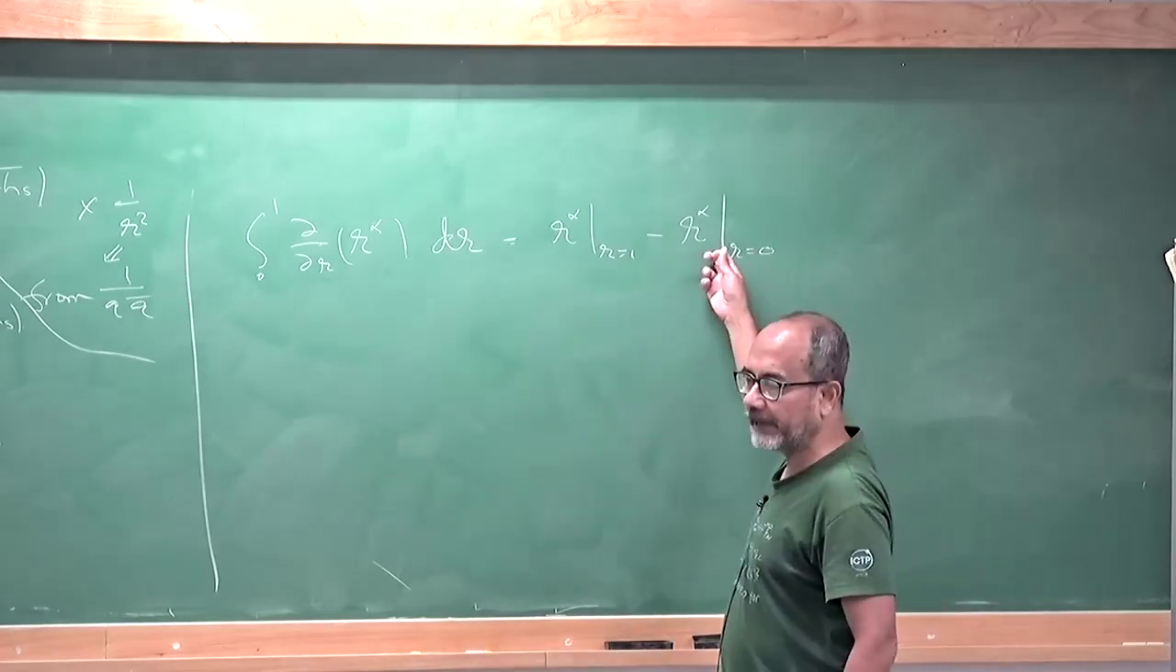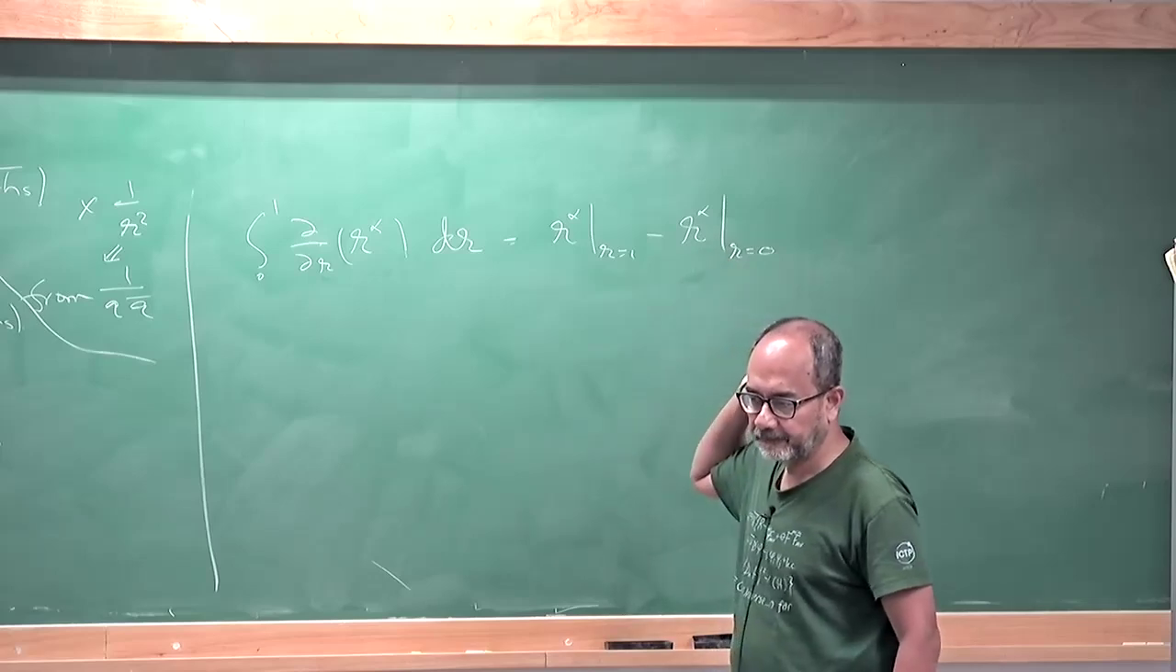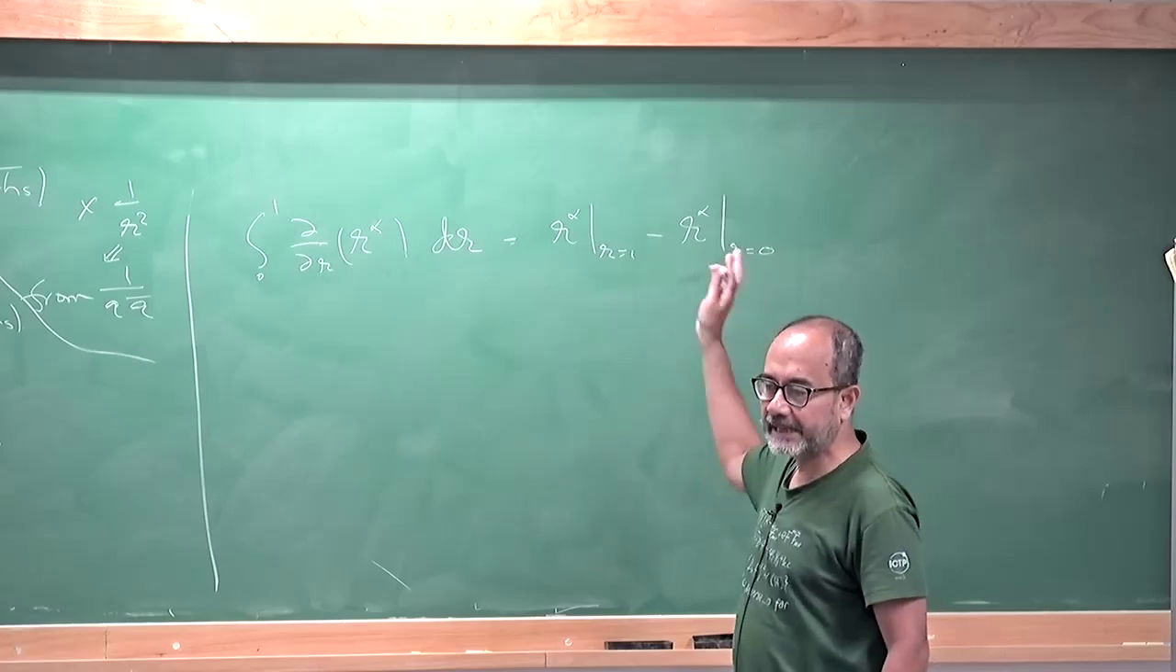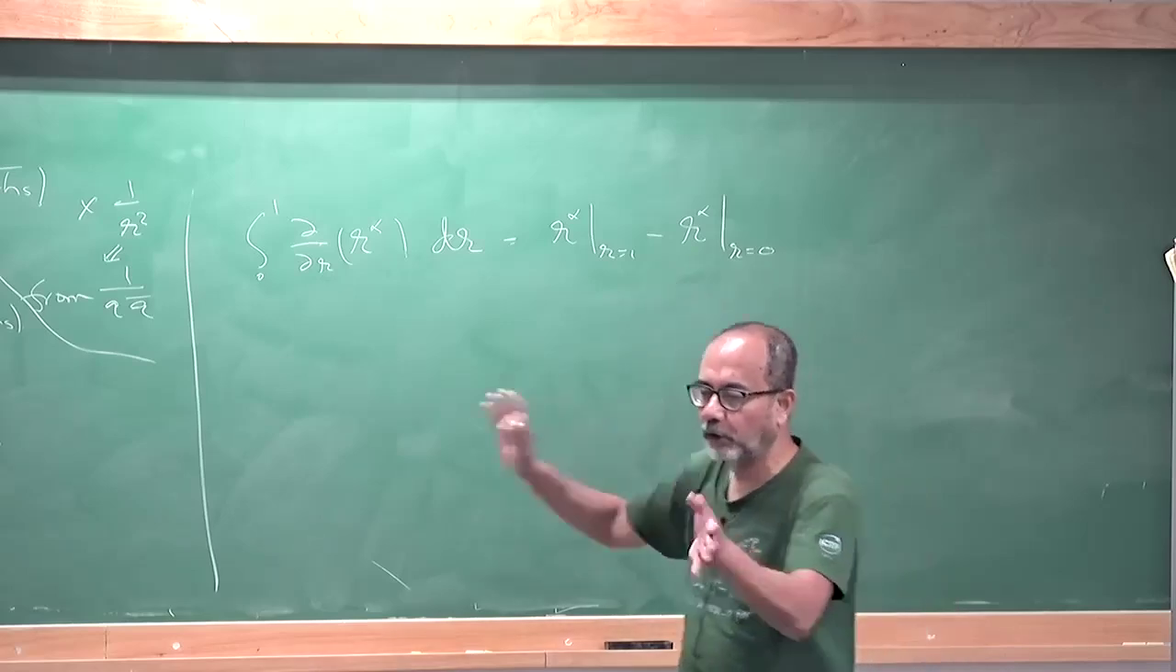And this would be diverging if alpha was negative. Right? So these are the dangerous kind of terms, because you ignore all these boundary terms.